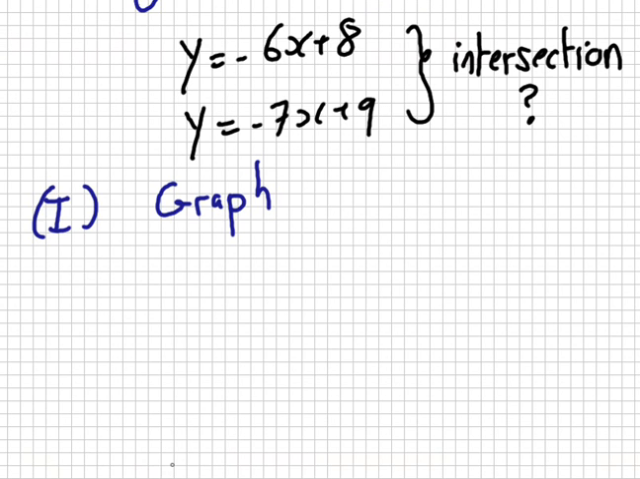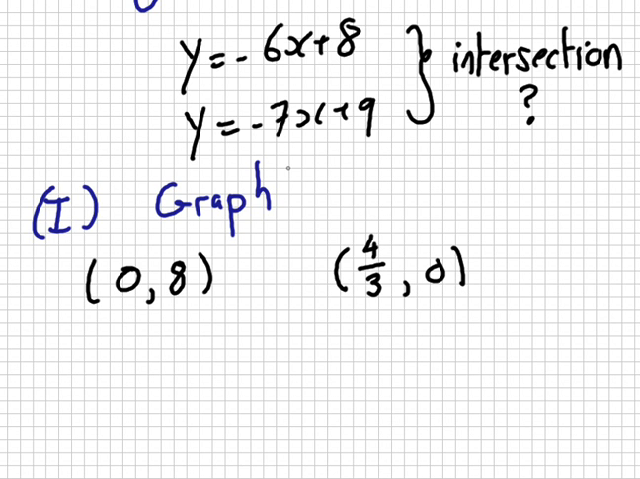If x is 0, what's y for this graph? If x is 0, y is 8. And then we'll try and do it in our head. If y is 0, what's x? 8 over 6, which is 4 over 3. That's for the first line.